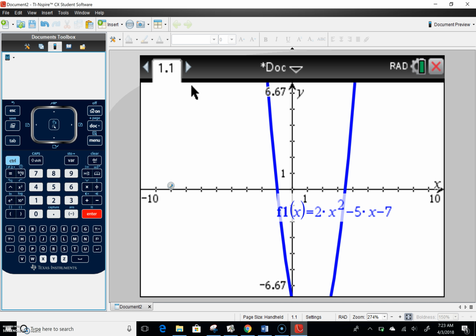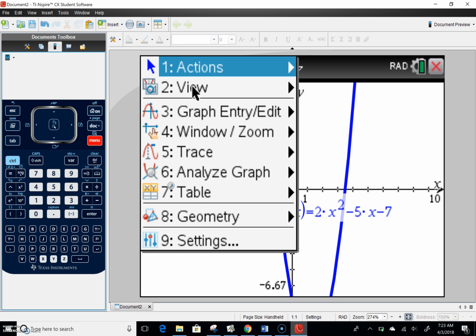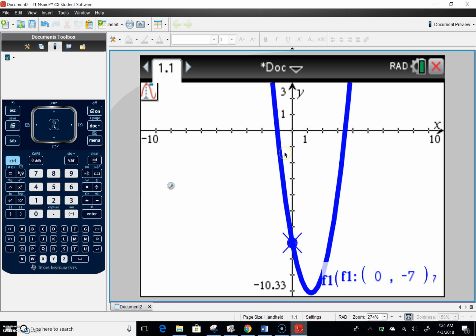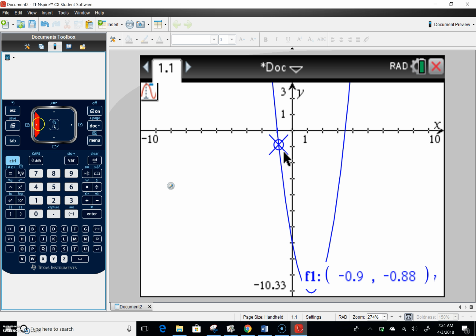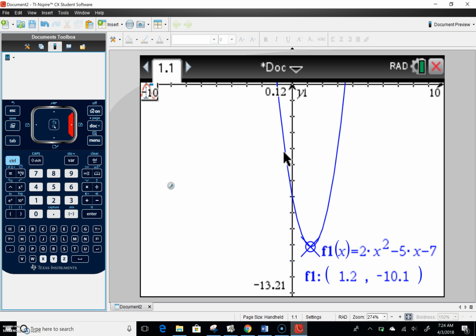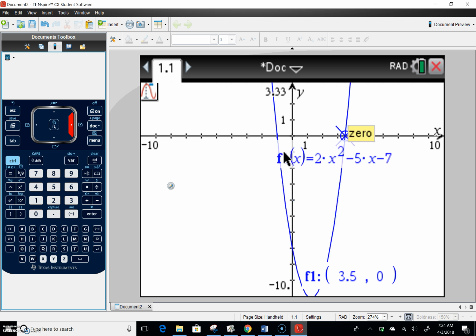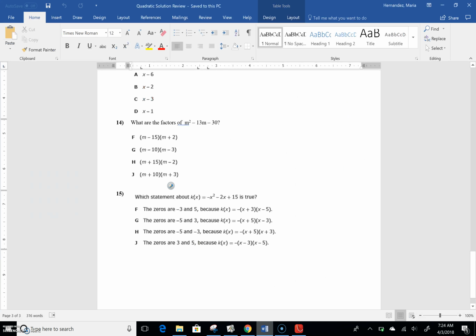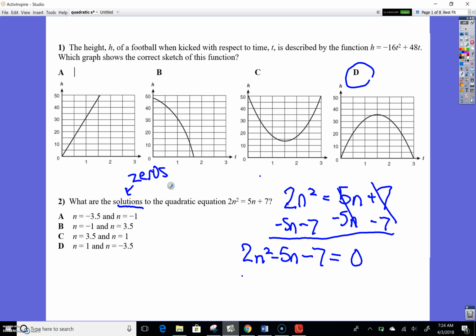Enter. Alright, so I'm going to go to menu, trace, graph trace. Remember, we're looking for the zeros. It looked like our first zero is going to be negative 1. Okay, let's see, it's negative 1. And I'm going to look for the second zero, which is 3.5. Negative 1 and 3.5.